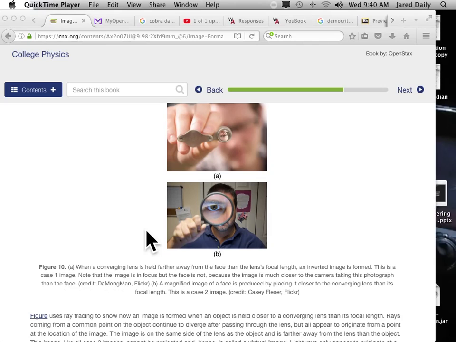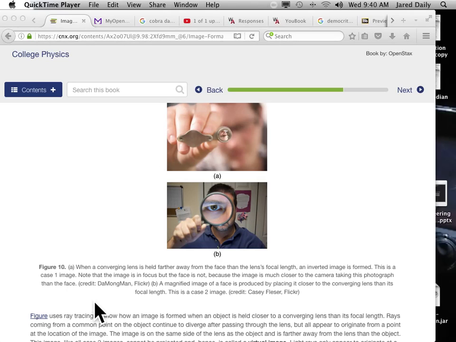Here they give us some examples of different images that can be created. With that top one, you've got the guy's face inverted and really tiny. Here, you've got the guy's face right side up and his eyeball is huge. So you can get a magnification that is positive. In other words, the image is right side up.